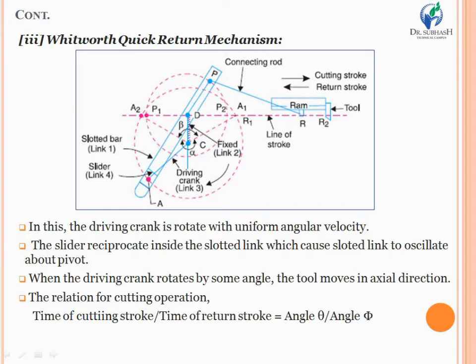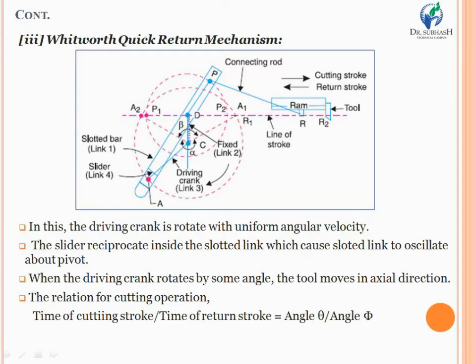Now if you observe the diagram clearly, the slider is connected with the point R, that means the ram. So whenever you supply motion as input to the crank, ultimately the motion supplied to the input link will be converted and transferred to the ram. That means at the end of the ram, the tool is mounted.